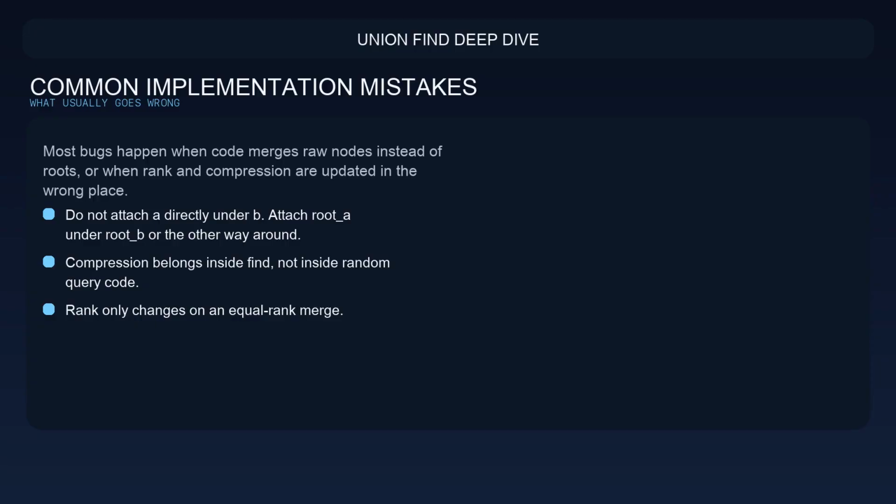There are 3 classic union find bugs. First, people attach one input node directly under another instead of merging by root. Second, they forget that path compression belongs inside find itself. Third, they update rank too often, even when one root was already strictly deeper. If these 3 rules are clean, the implementation is usually clean too.